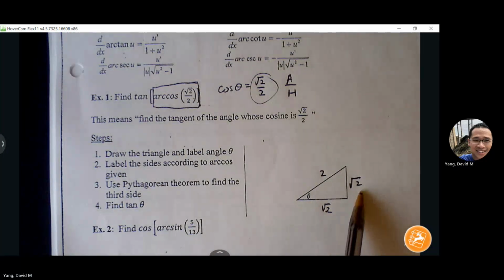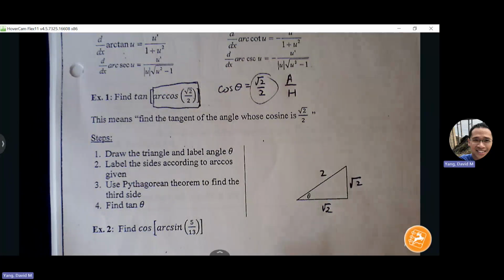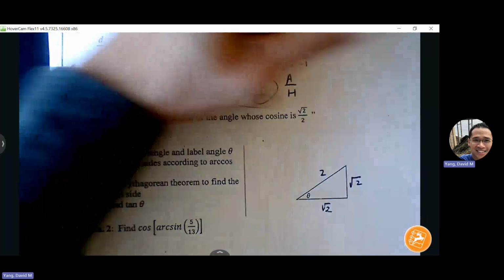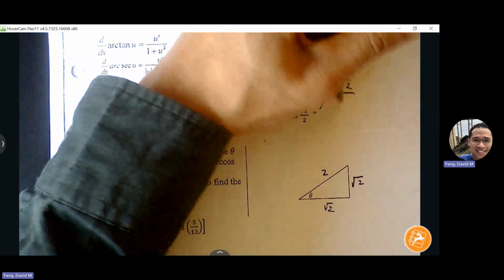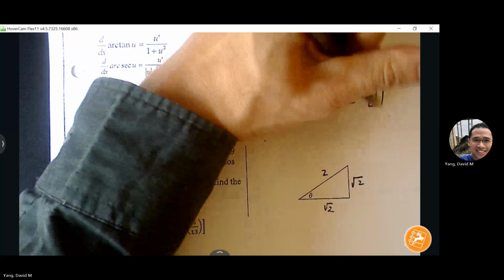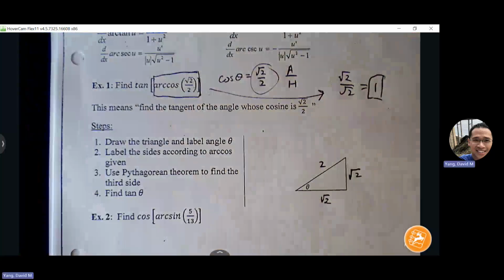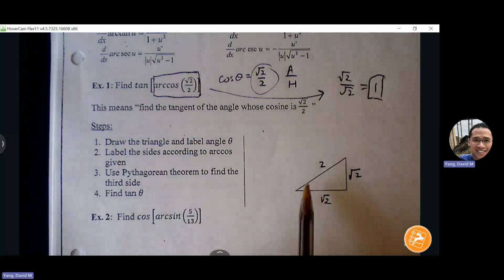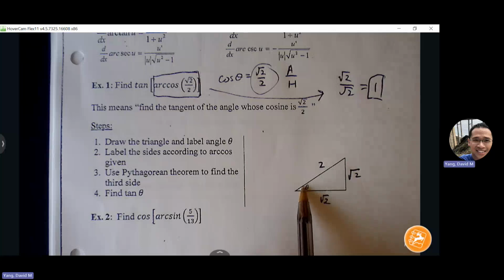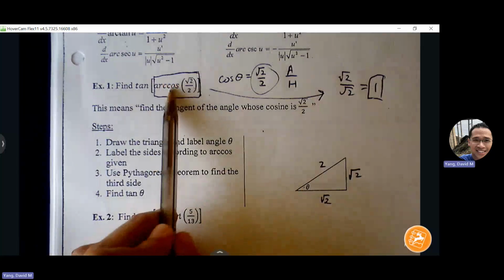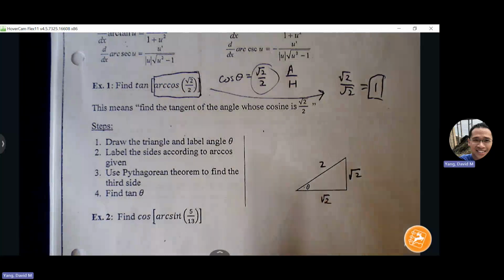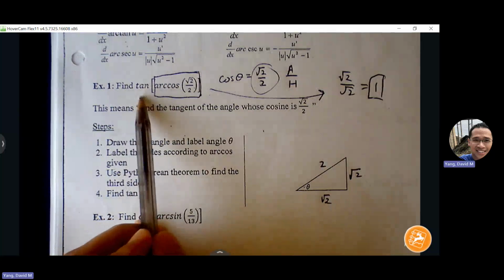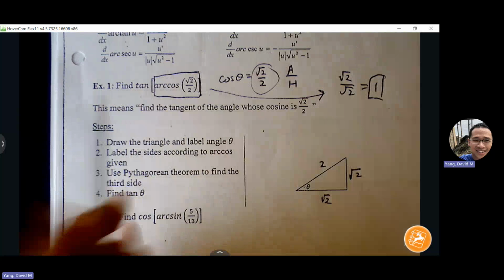Opposite over adjacent, right? So this is simply equal to √2/√2, which is equal to 1. Tangent theta would equal 1. That's right. The tangent of this theta is equal to 1. That's the answer, right? So the inside bracket helps us fill out the triangle, and then the outside is really what we're asking, what we're trying to find.